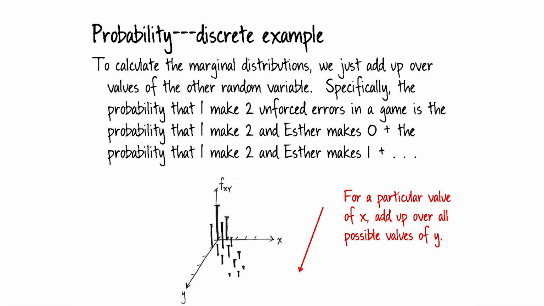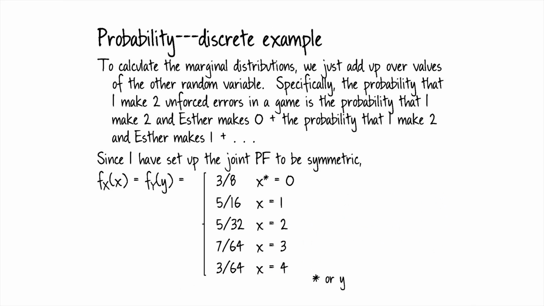So specifically, the probability that I make 2 unforced errors in a game is the probability that I make 2 unforced errors and Esther makes 0, plus the probability that I make 2 and Esther makes 1, plus the probability that I make 2 and Esther makes 2, etc. Okay? So all I'm doing is just adding up along a particular value for x. Then if I do that for all the values of x, I get the following marginal distribution.